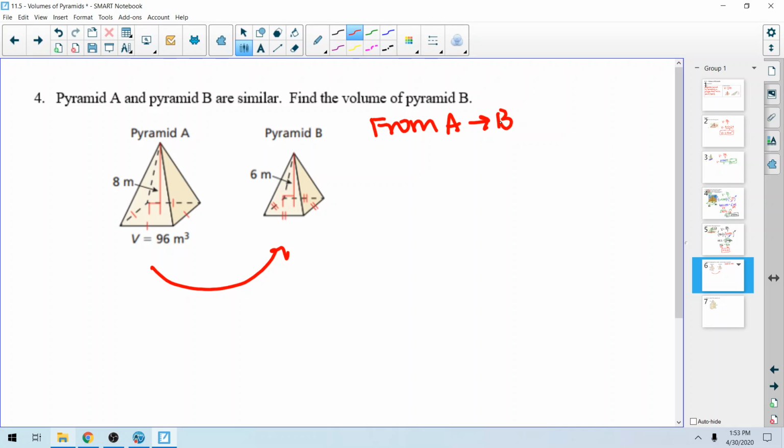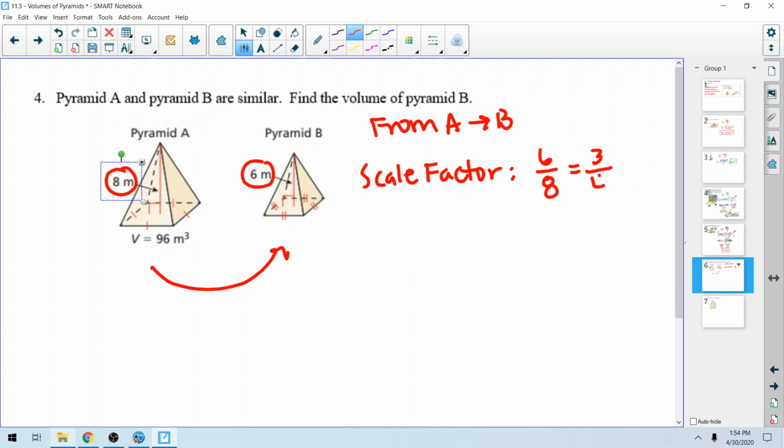That means in order to find my scale factor, I'm going to take my 6 and I'm going to put it over my 8. So scale factor is 6 over 8, which simplifies by 2 to 3/4. So if you think about it, 3/4 is 75%. So 8 down to 6, you're scaling down by 75%.